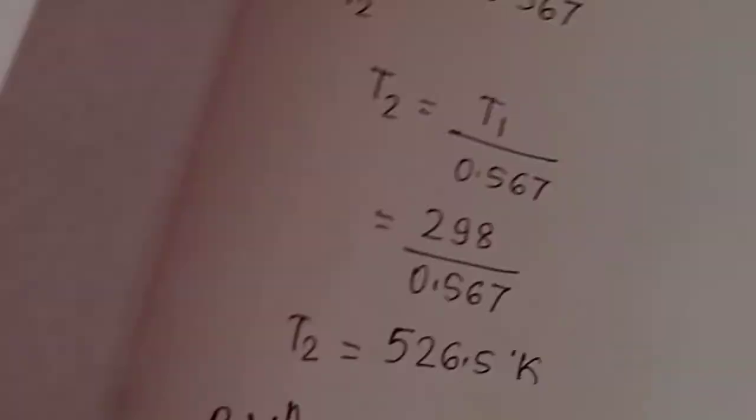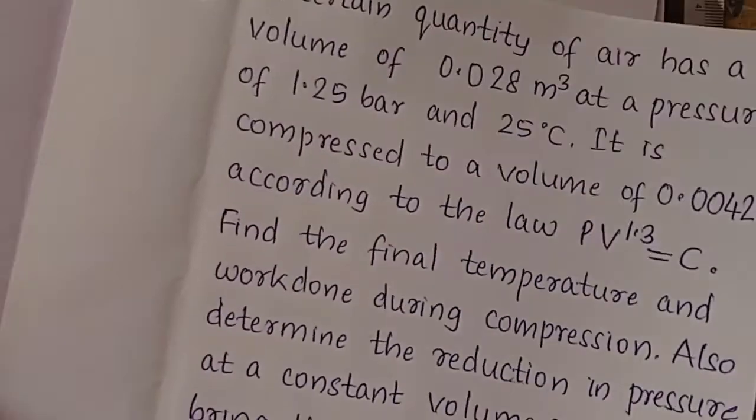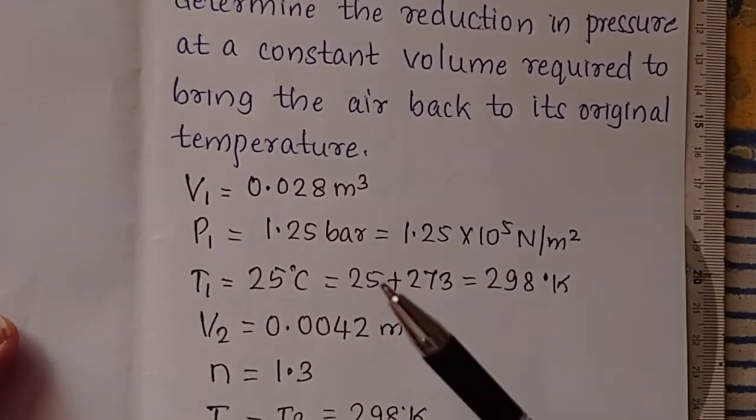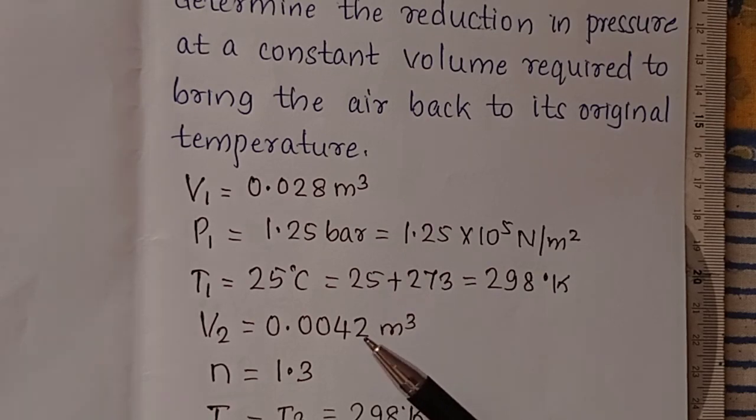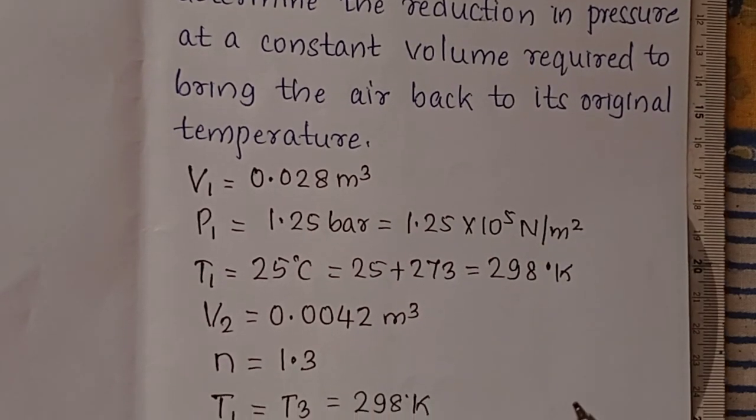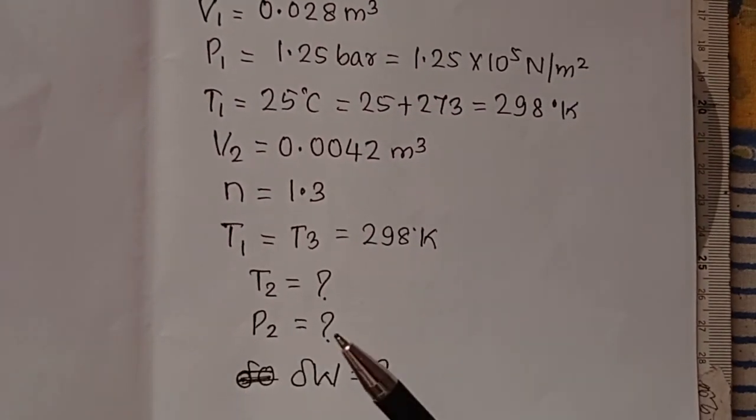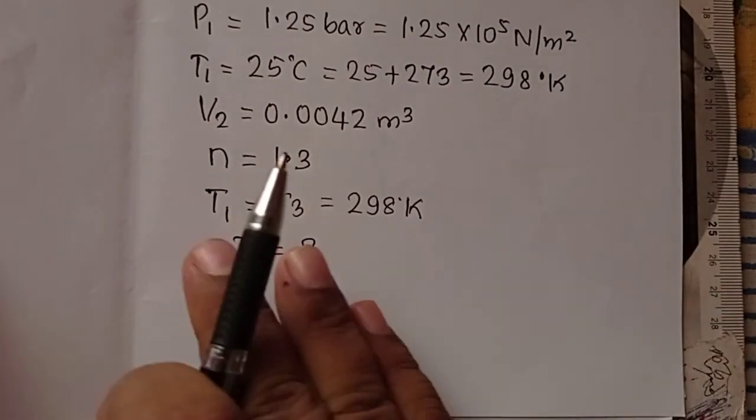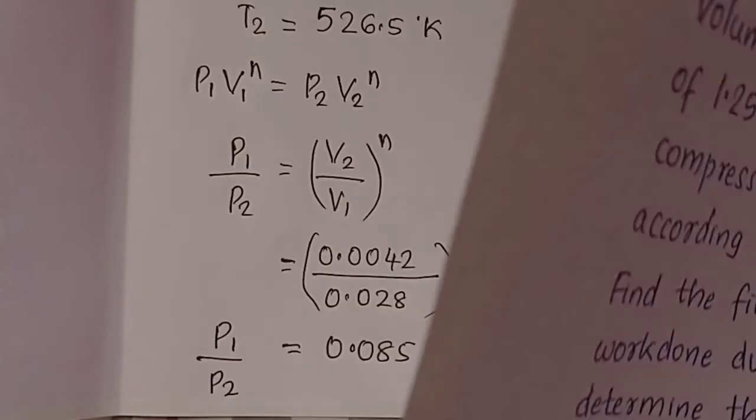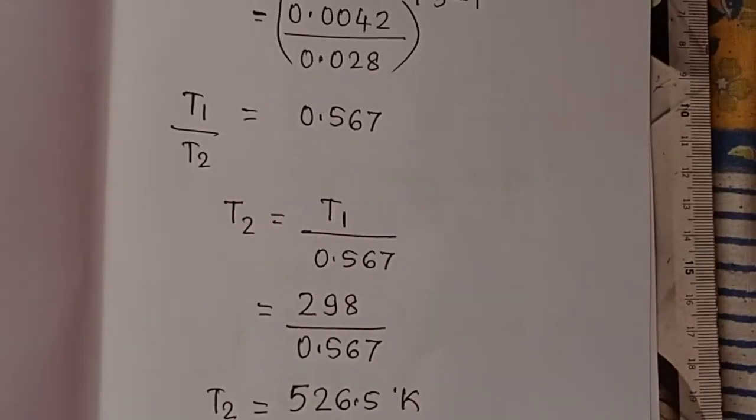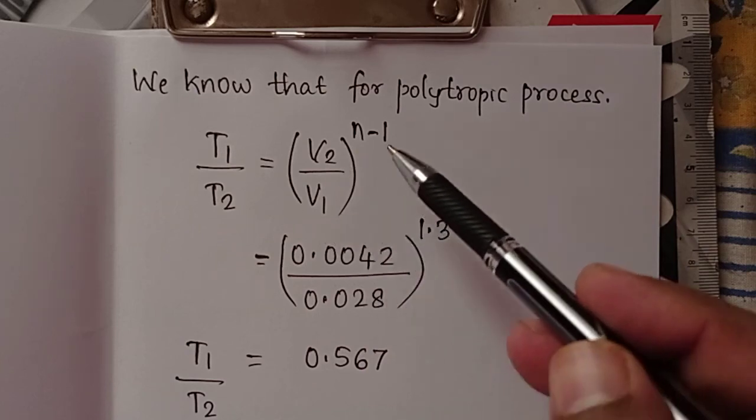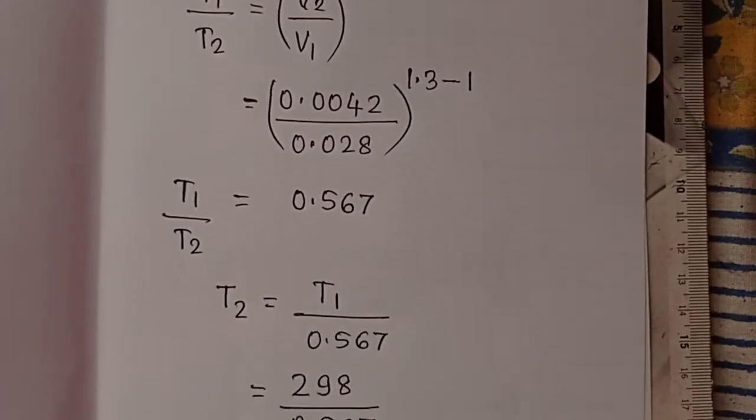So what all we have done in this problem, just now I'll again have a recap. So what all values are given? V1 is given, P1, T1, V2, n. T1 is same as T3, and then you need to find out T2, P2 and work done. So we have taken first for polytropic process the relation of T1 by T2 is equal to (V2 by V1) to the power n minus 1, found out the value of T2.